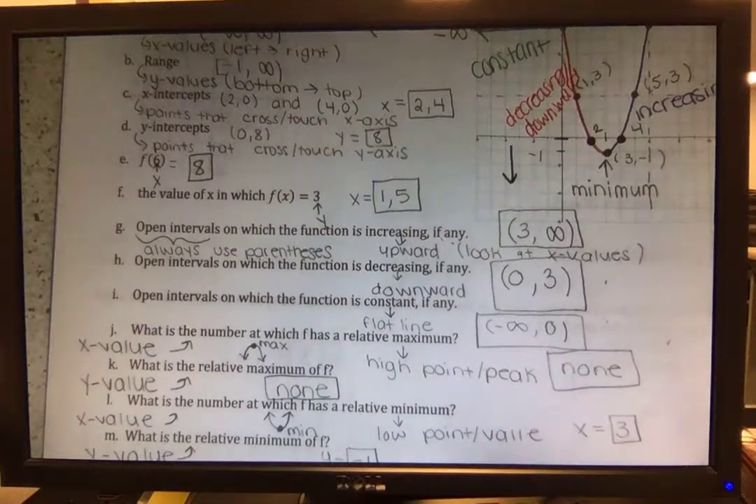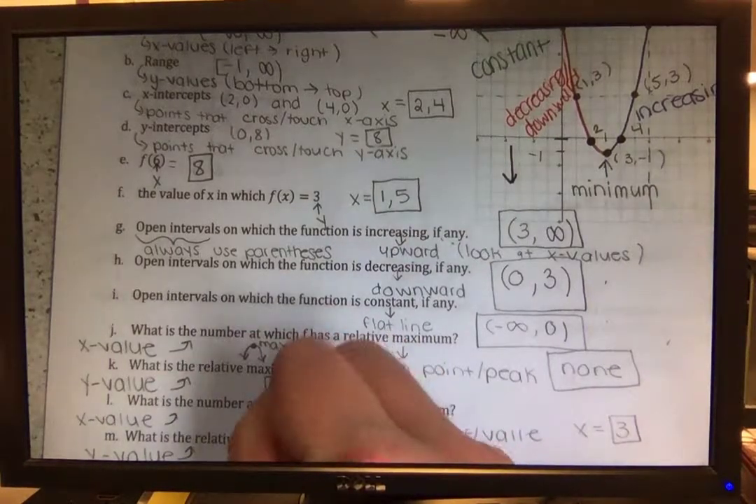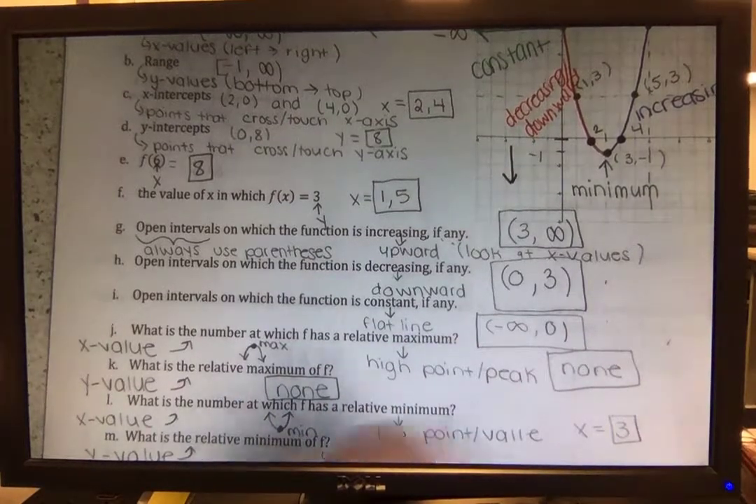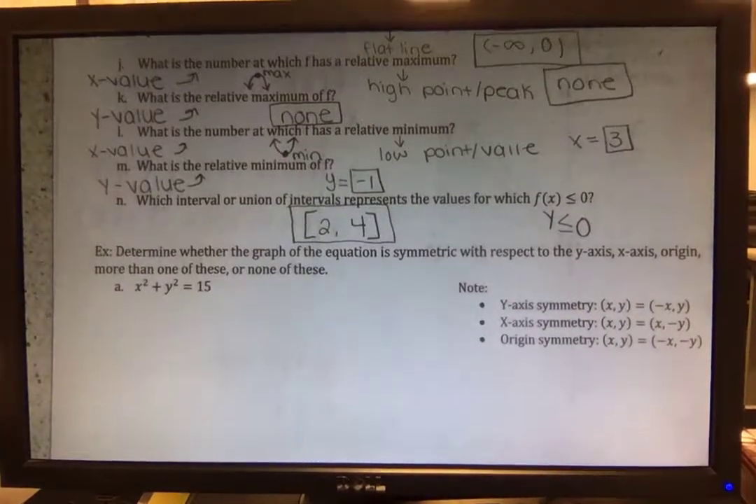Because we have less than or equal to, that's automatically telling us to use brackets, but it's saying when is it less than or equal to 0? At 2 and 4 it equals 0, so we want to include those points, so we're going to use a bracket there. Whew, we're finally done with that example.